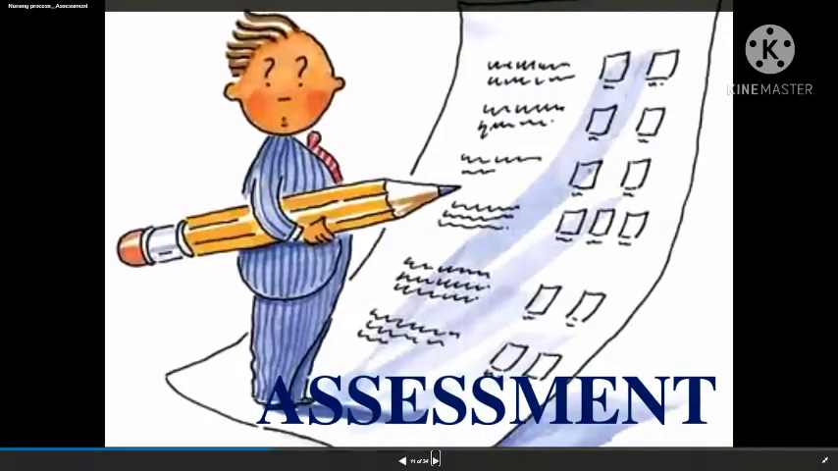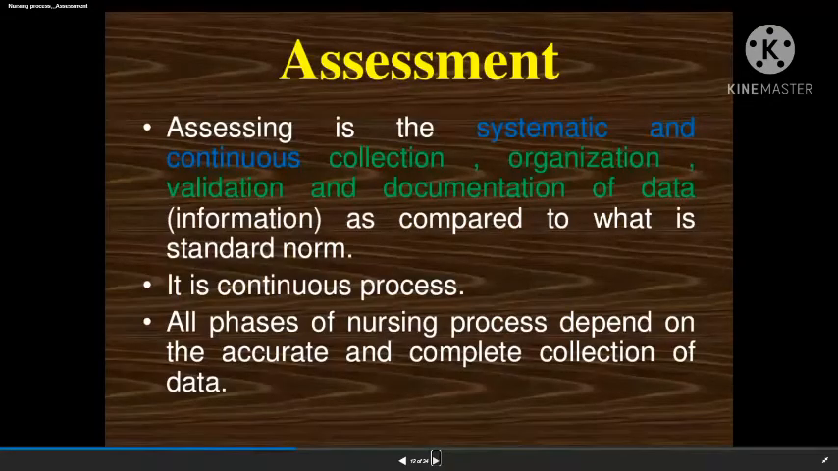Okay, so first we will learn about assessment. What is assessment? Assessing is a systematic and continuous collection, organization, validation, and documentation of the data as compared to the standard norm. So it is a continuous process. All the phases of the nursing process depend on the accurate and complete collection of the data.